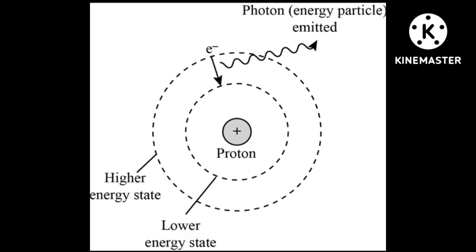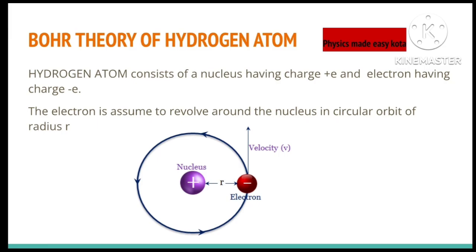A hydrogen atom consists of a nucleus having charge plus e and an electron that is revolving around it, having a charge of the same magnitude but of the opposite nature. The electron is assumed to revolve around the nucleus in a circular orbit of radius small r, as shown in the figure.